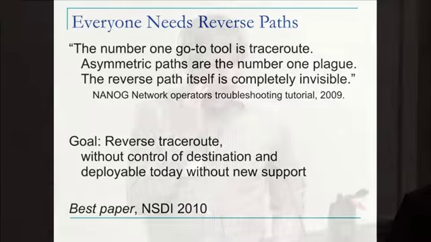So this is a quote from a January 2009 NANOG tutorial on troubleshooting paths with Traceroute. And this talk actually happens at most NANOG meetings still. So the number one go-to tool is Traceroute, but asymmetric paths are the number one plague of Traceroute, and that's because the reverse path itself is completely invisible. You can get a good idea about the problem when it's on the forward path, but you're basically flying blind if it's on the reverse path.